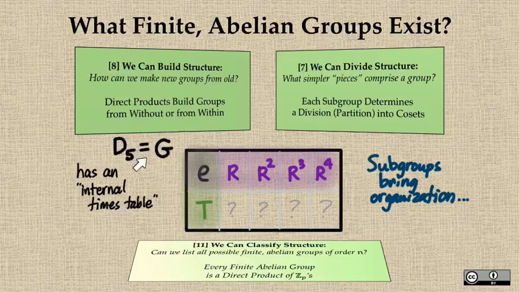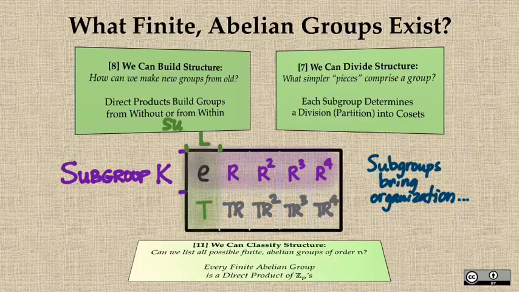And it would be nice if this group had an internal times table structure, so that the remaining 4 elements could all be seen as a product of T with one of the elements from this subgroup. And indeed, that is how we get the other elements in D5. So D5's elements make its own little times table: multiply something from this subgroup by something from this subgroup, and in a unique fashion, that forms all the other elements of our group.